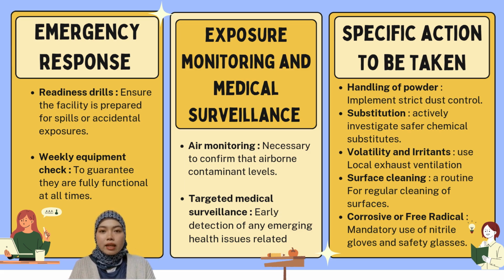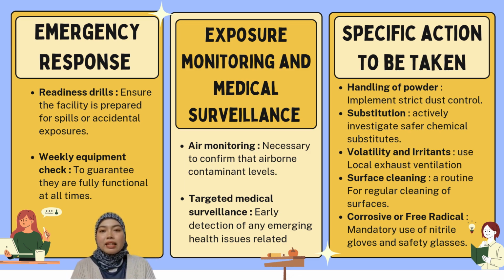To ensure workers' safety, exposure monitoring and medical surveillance should also be implemented. First is air monitoring. Air monitoring is carried out to measure the concentration of airborne chemical contaminants in the laboratory. This helps determine whether workers are exposed to hazardous levels of chemicals and whether the existing ventilation system is effective. Secondly, targeted medical surveillance should be provided for workers who are regularly exposed to hazardous chemicals. Regular medical examinations help detect any early signs of chemical-related health problems before they become more serious.